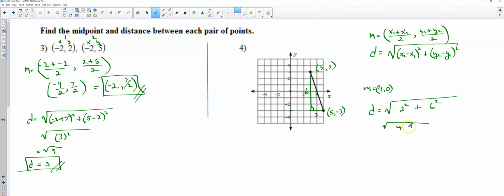That's 4 plus 6 squared, which is 36. 36 plus 4, that is 40. So remember, if we want the actual distance, simplifying this would be 4 times 10, right? And the square root of 4 is 2. And then the square root of 10, you just leave it like that because that is an irrational number. So that is the distance. The distance is 2 square root of 10.